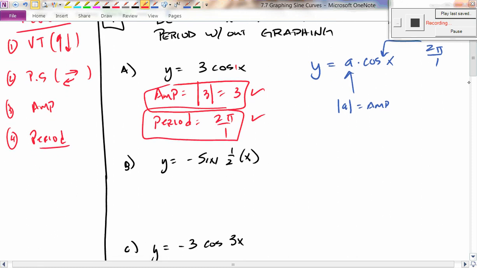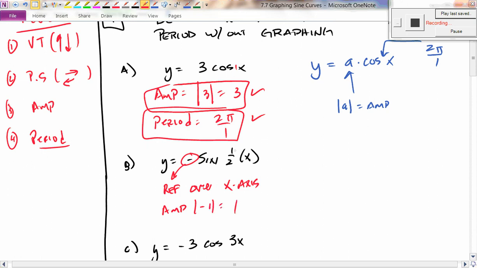All right, let's go to B. What's negative sine half x? There are 2 things going on here. What does the negative sign do? That's going to give us a reflection over the x-axis. Good. Reflect over the x-axis, correct? And so the amplitude has to be the absolute value of negative 1, which of course is just 1.